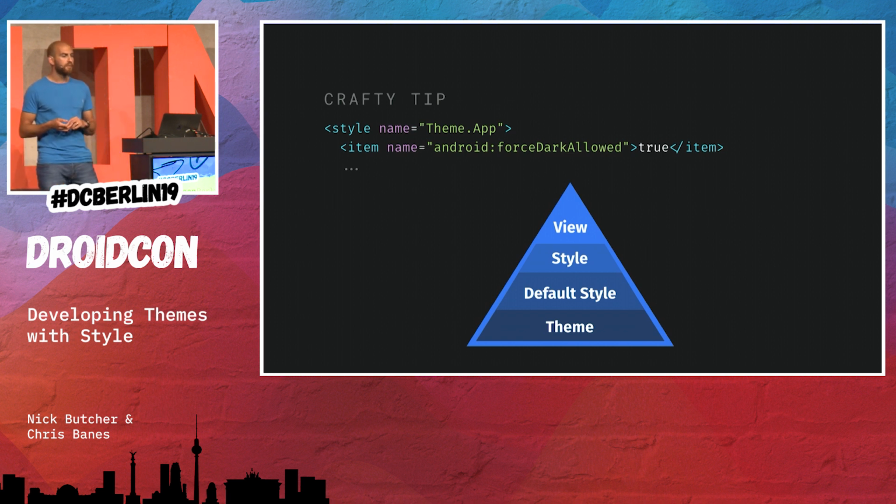So for example, if you're implementing dark theme, Android Q added this attribute called force dark allowed, which is a view attribute on the view class. So rather than going through every single view or every single default style for widget and adding this to true, you can actually just set this at the theme level, and it will apply throughout, and then just turn it off for particular views where you don't need this behavior.